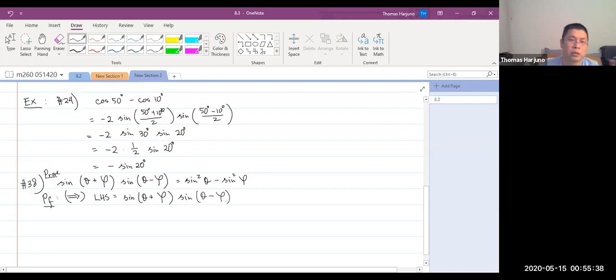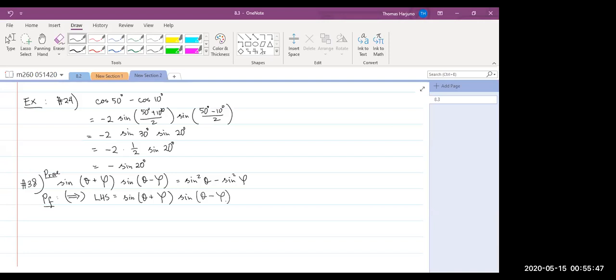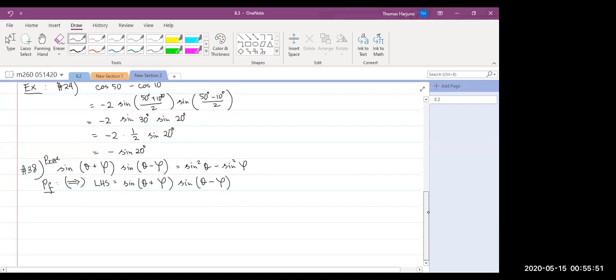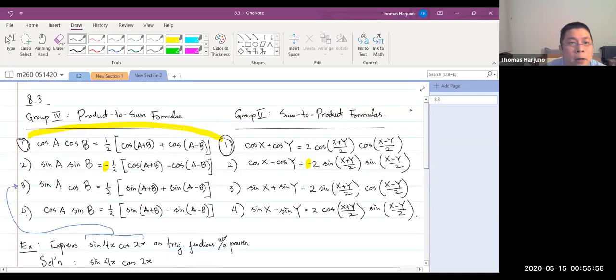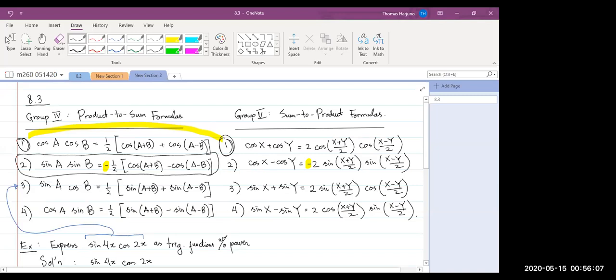How do I do this? Is it sine A sine B? So that's the sine product. We'll use product to sum, right? This one here. I will use this one here. Is it okay? Yes. Okay, I will use that one.